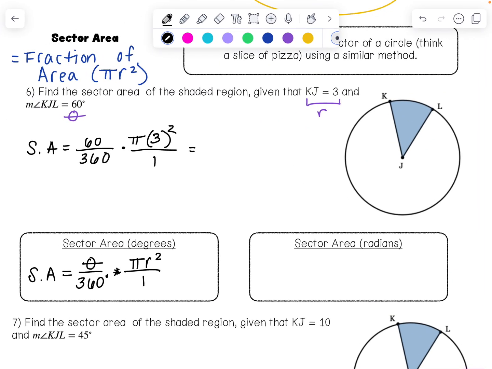So then all I'm going to do is say that this is 3 over 2, and I'm going to put my pi in the top of the answer. Now, you could also do this longhand. You could say this is 1/6 times 9 pi over 1. 9 over 6, you can reduce both of them by 3, and you get the same thing.